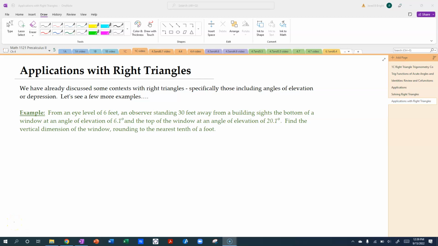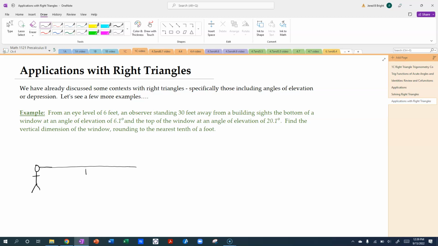And on to more applications with right triangles. Yay. So this first example, you can pause the video and read it if you wish, but the idea is that we have an observer standing 30 feet away from a building. We're also talking about their perspective, their line of sight.